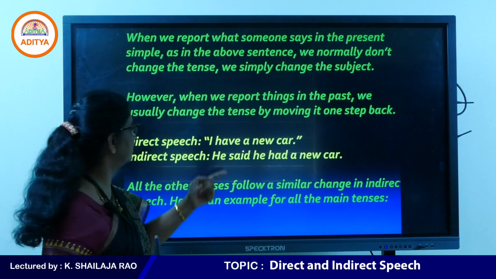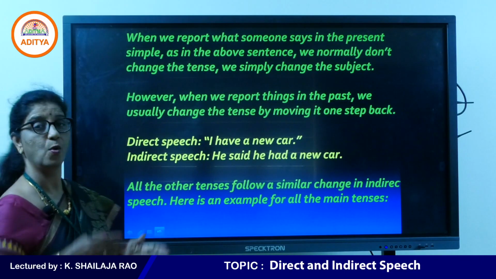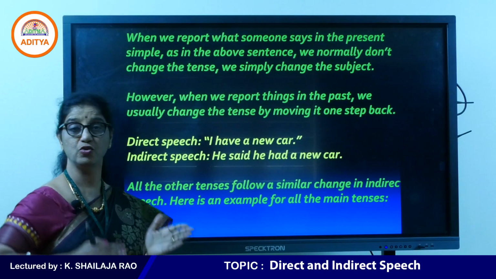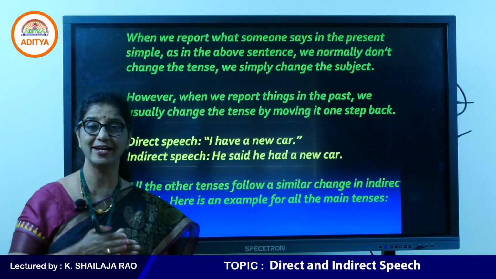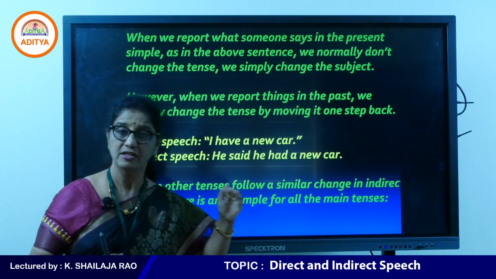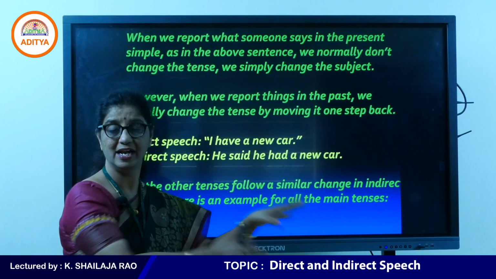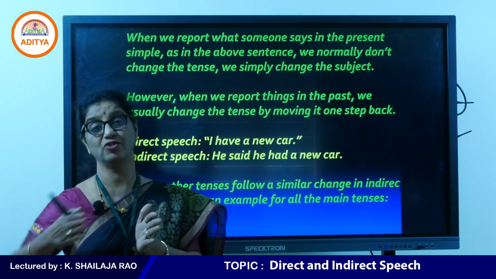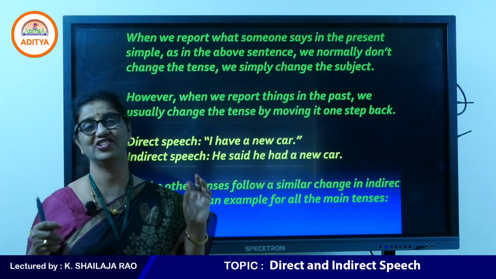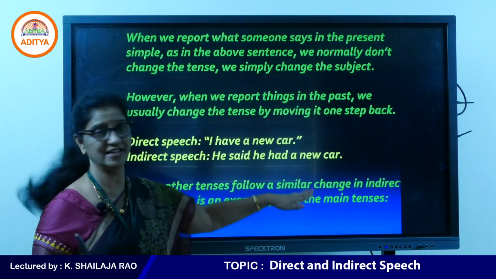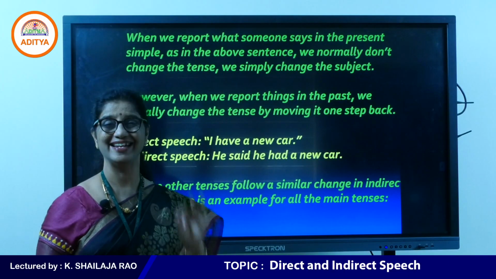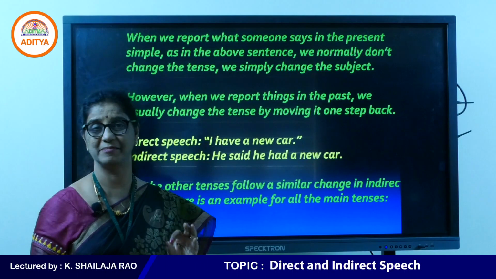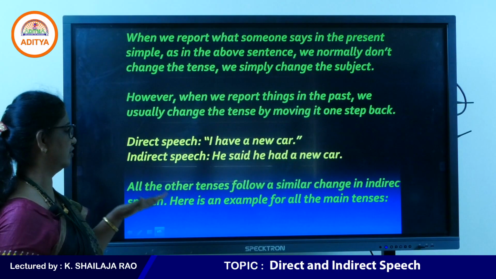When we report things in the past, we usually change the tense by moving it one step back. Remember that. Like direct speech, "I have a new car." If it is going to indirect speech, you generally go one step back. She said it some time ago, right? When you're reporting it to someone, you have to go one step back. You'll have to report in past tense. She said that she had a new car. He said that he had a new car. So generally in reported speech, the tense goes one step back. In the direct speech, it's the same tense. All the other tenses follow a similar change.